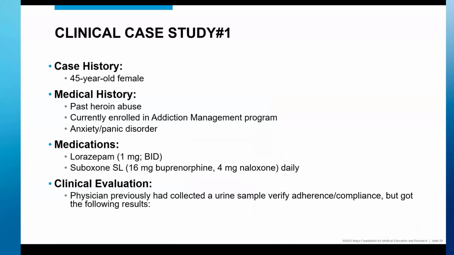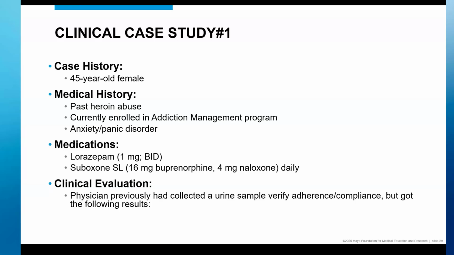So let's start with our first case. This is a 45-year-old female. She has a past known history of substance abuse. Specifically, her drug of choice was heroin. She's currently enrolled in an addiction management program. She also suffers from anxiety and a panic disorder, and as a result, she is taking a benzodiazepine for that anxiety. That benzodiazepine is lorazepam, 1 milligram twice a day. As part of her addiction management and heroin addiction treatment, she is on a drug combination of buprenorphine with naloxone.